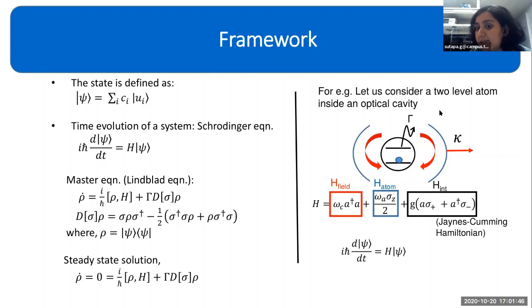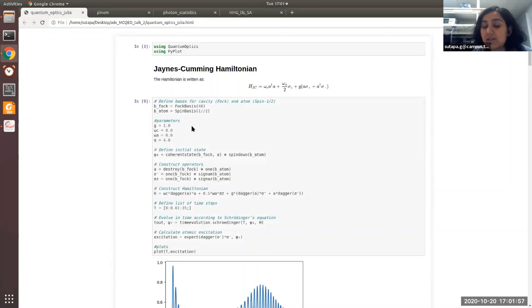That means we have to define a basis for the atom and for the cavity. For the cavity, for photons, we generally use the Fock basis. And for the atom, we can use a spin-half basis, which represents a two-level system. Or we can also use an n-level system, whatever you're comfortable with. So the very first step is to define the basis. Here we have defined the Fock basis for the photon, and then this is for the atom.